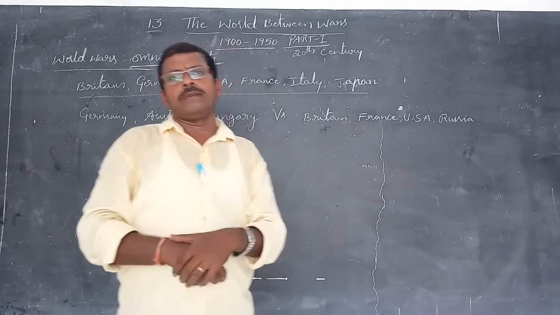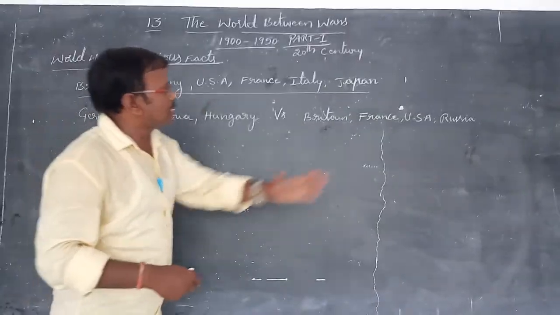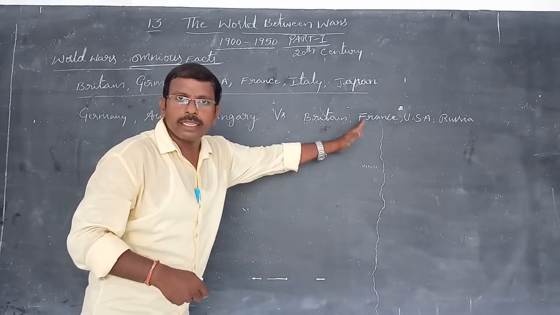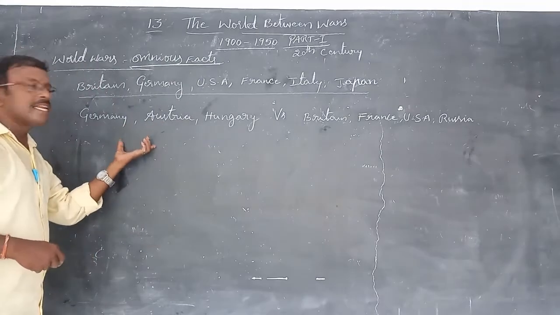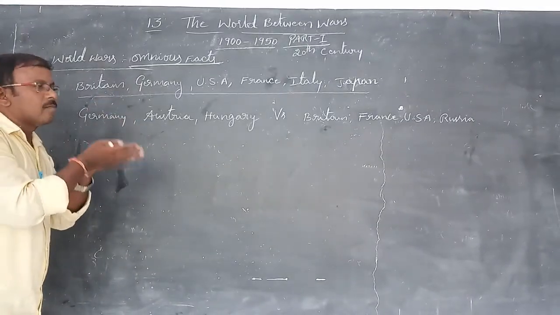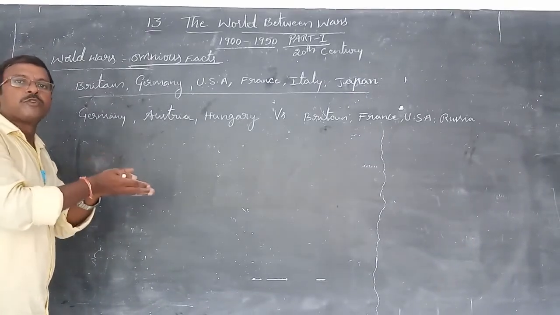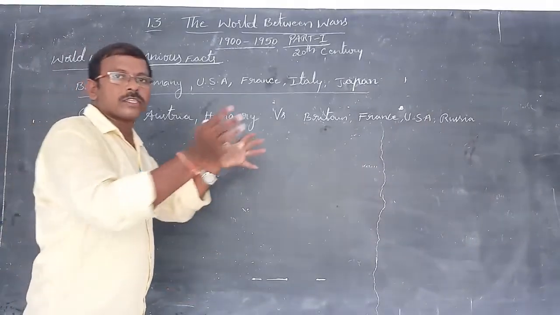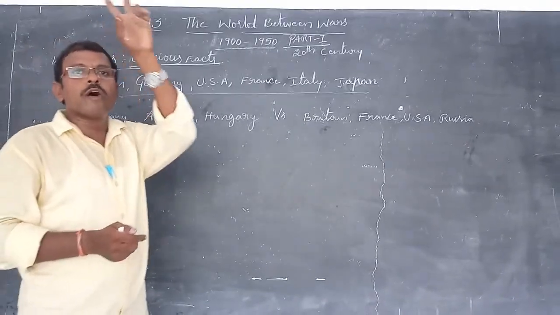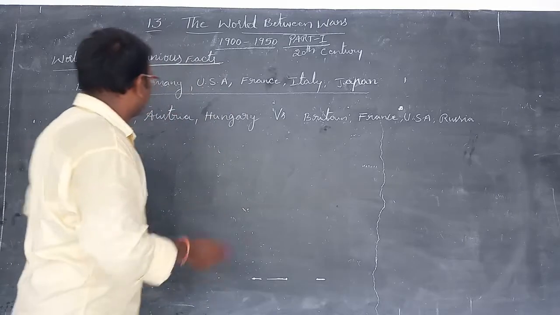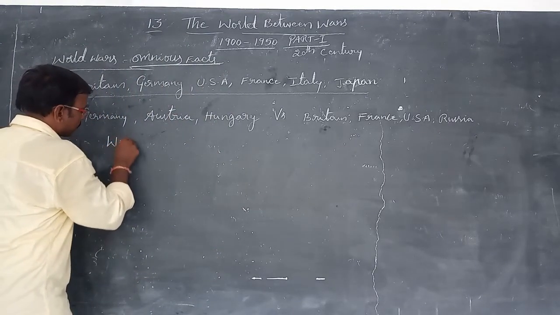In the same way, one group has countries supporting it and making friendly relations with it, and the other group also has supporting countries. When a quarrel or dispute started, all the countries joined each other. In this way, two wars happened. The first is World War One.